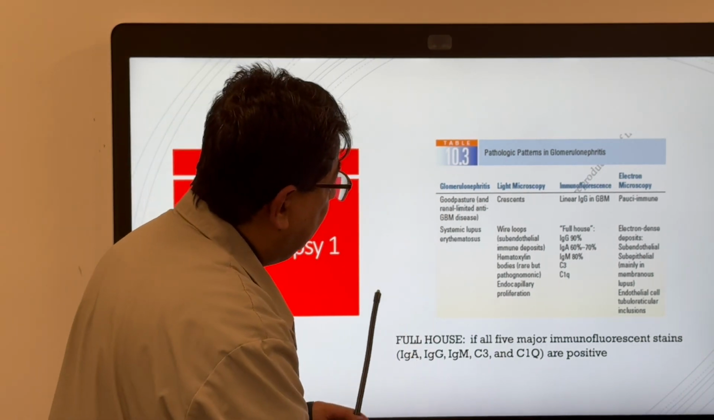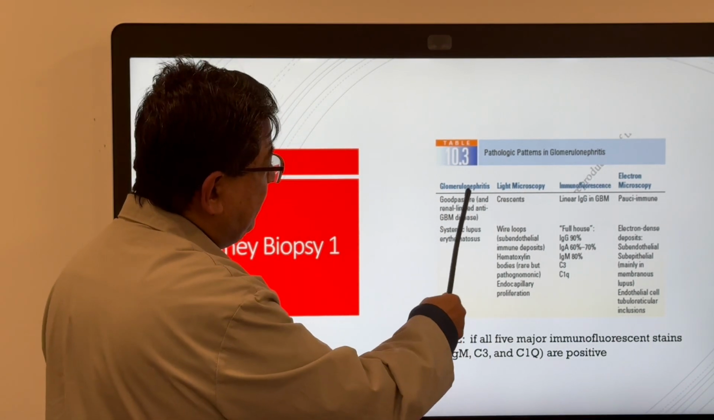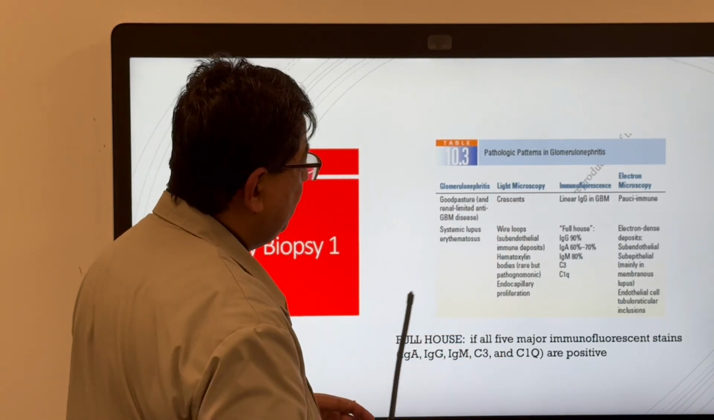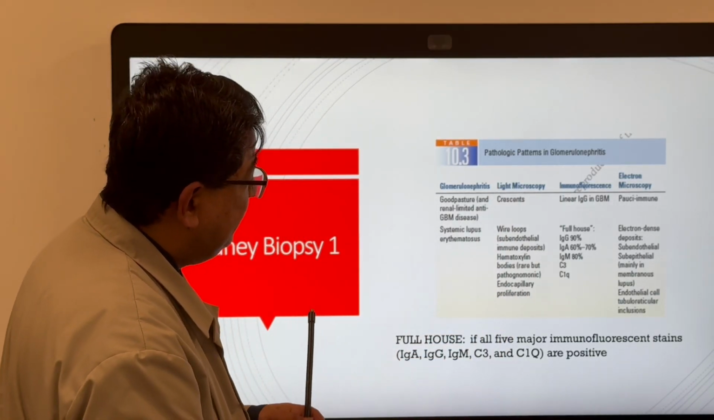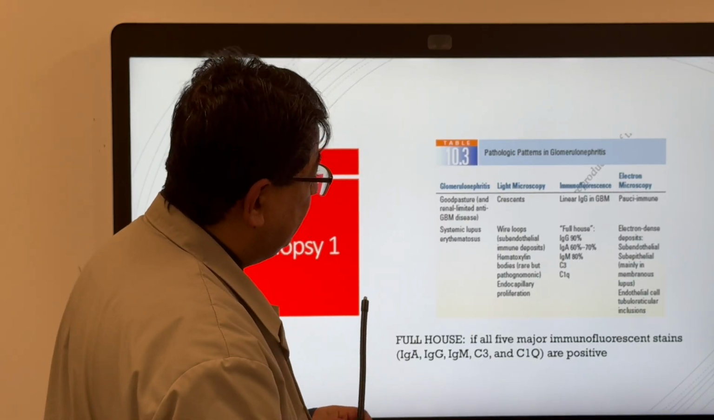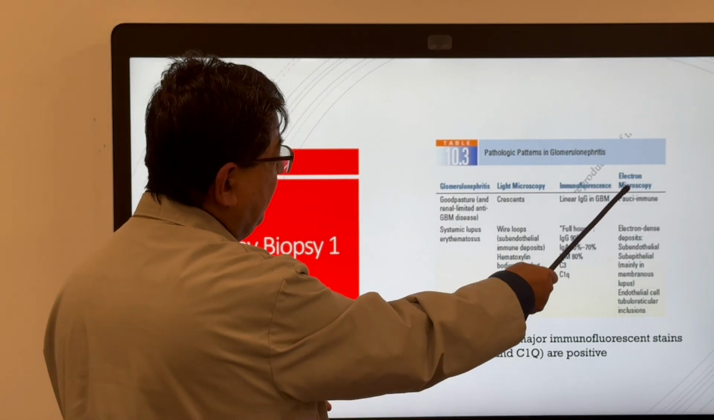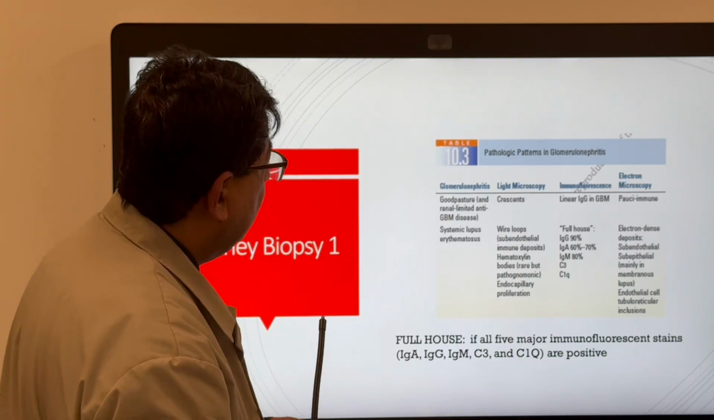Glomerulonephritis, of course, in light microscopy, you're going to see crescents. On immunofluorescence, you're going to see a linear staining of IgG on the glomerular basement membrane. And on electron microscopy, you probably won't see much.